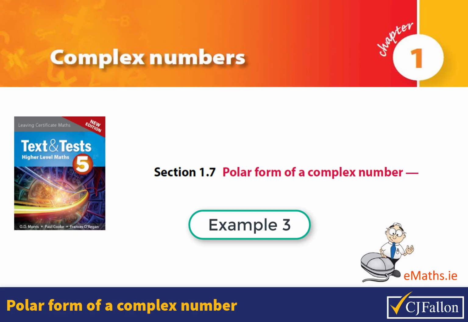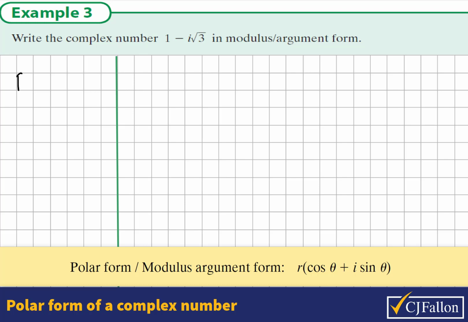The polar form of a complex number, example 3. We're asked to express this complex number in modulus argument form. This is another word for polar form. Every number can be expressed in terms of its modulus, r, and its argument, theta.